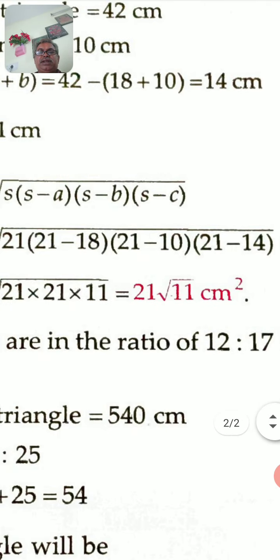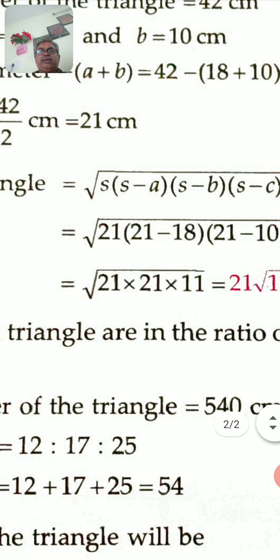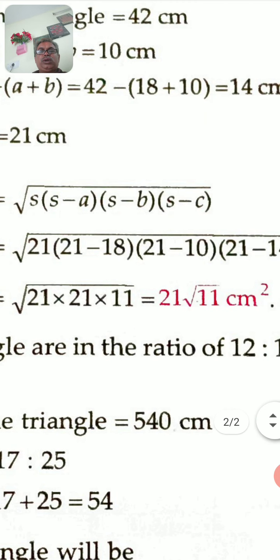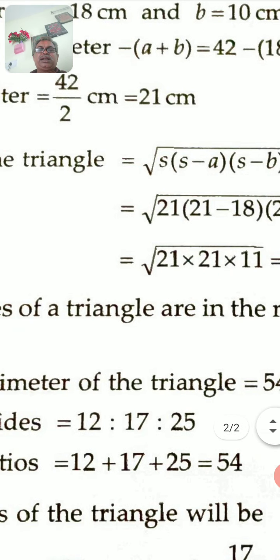Now we can split this up: 21 into 21 into 11. So 21 into 21, the square, we can take outside the root, that is 21 into under root 11 centimeter square, because under root 11 is an irrational number. So in this way we get the area: 21 under root 11 centimeter square.